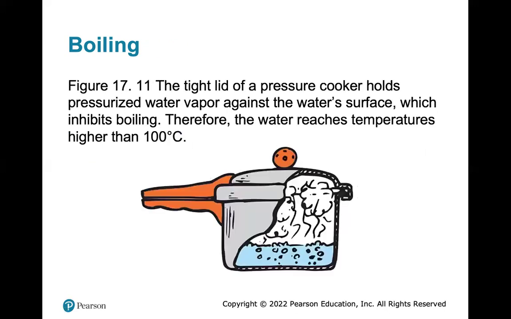Now, if you were to have a pressure cooker, the tight lid of a pressure cooker holds pressurized water vapor against the water surface, which inhibits boiling. Therefore, the water reaches temperatures higher than 100 degrees C.